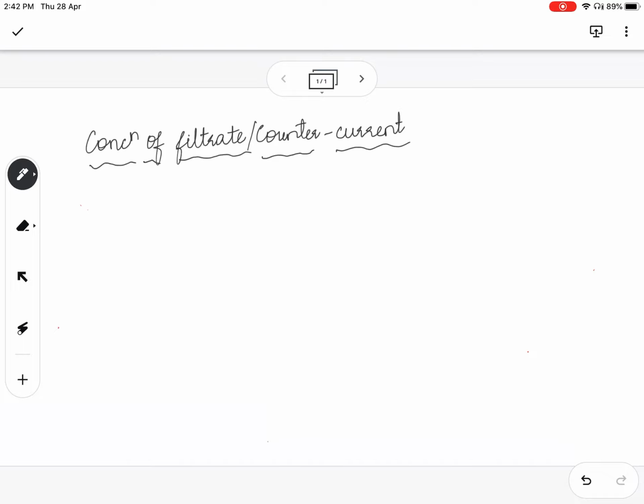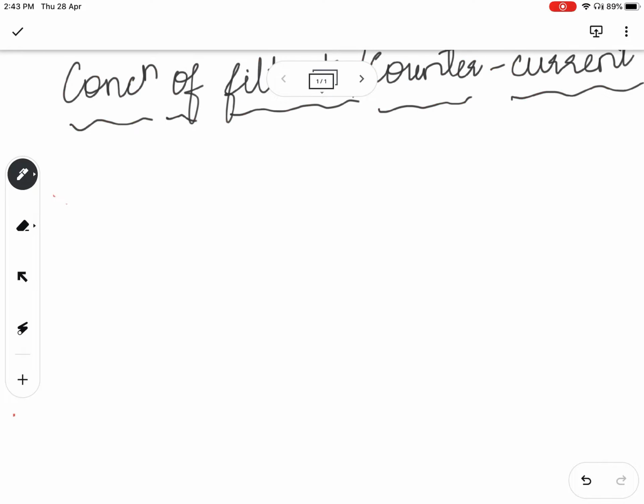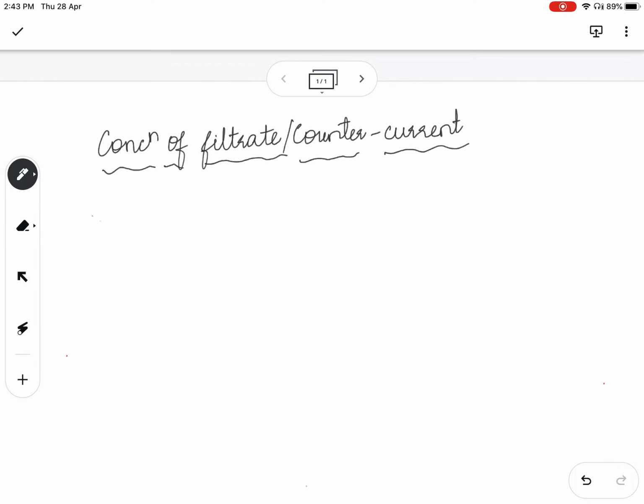In today's video, we'll be discussing one of the important topics, that is concentration of filtrate, also known as countercurrent mechanism, from the excretory products and elimination chapter. Countercurrent is nothing but what? Something which is going to move in opposite direction. That itself is called as countercurrent mechanism.